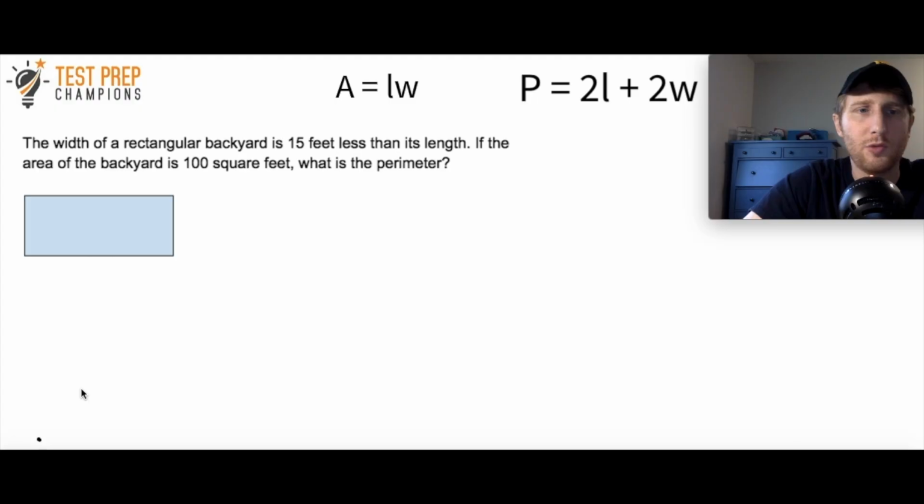The width of a rectangular backyard is 15 feet less than its length. If the area of the backyard is 100 square feet, what is the perimeter?